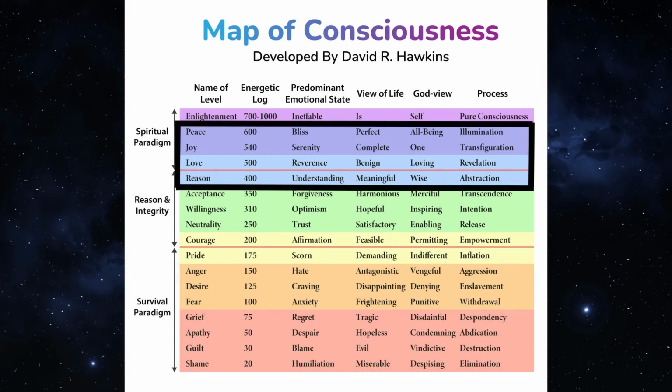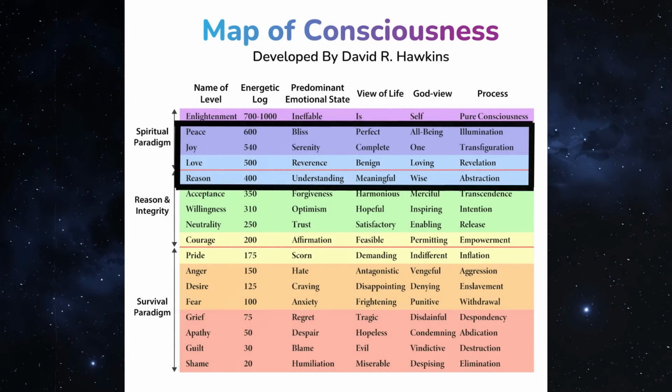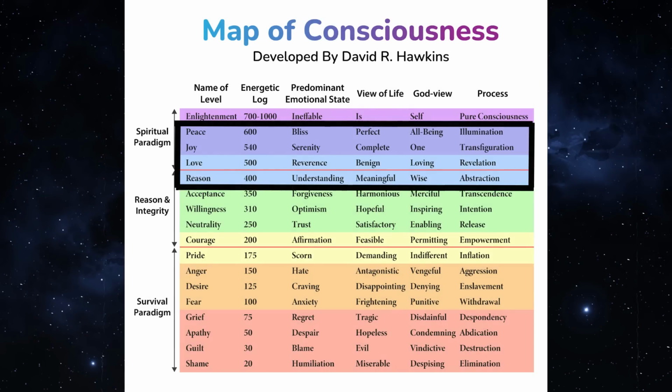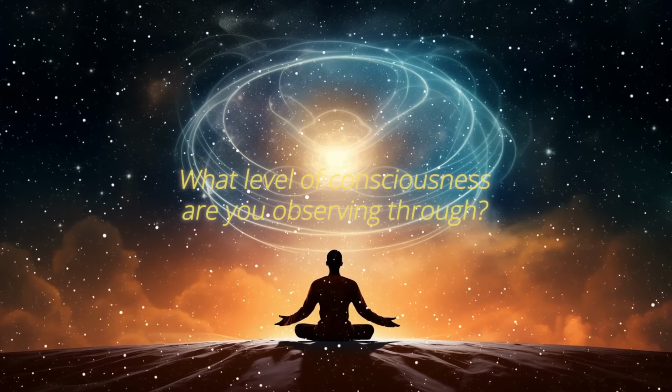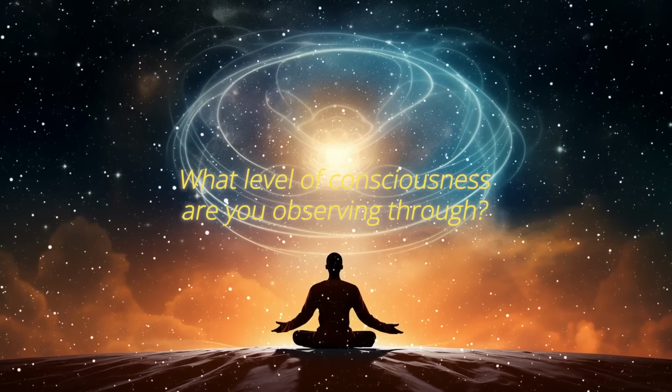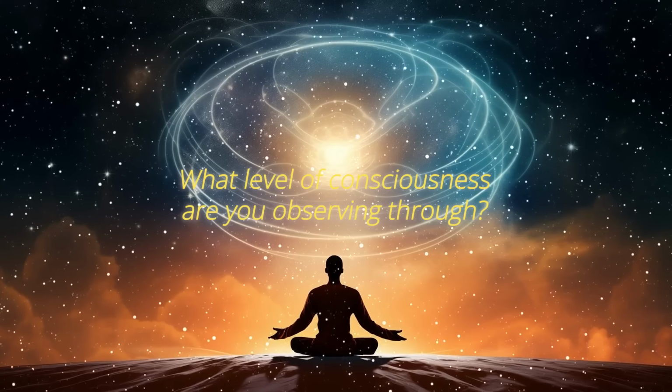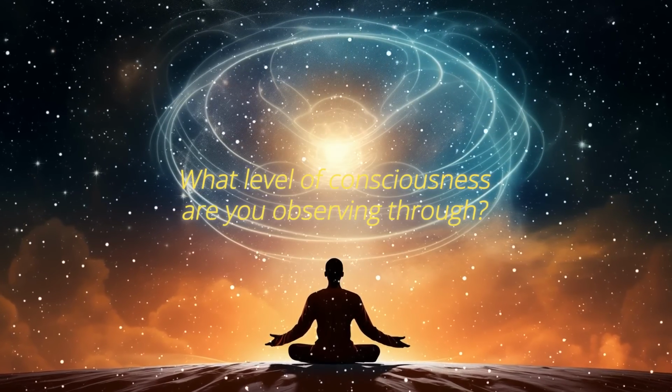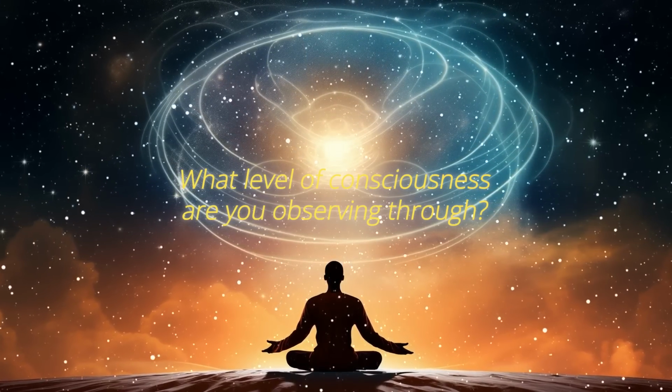When you're higher on this scale and you're living more from the higher levels of consciousness, you are essentially using more power, more energy, higher levels of frequency to create in your life. So the big question is, what level of consciousness are you observing through? Essentially, which lens of consciousness are you observing the world around you and your inner world from?